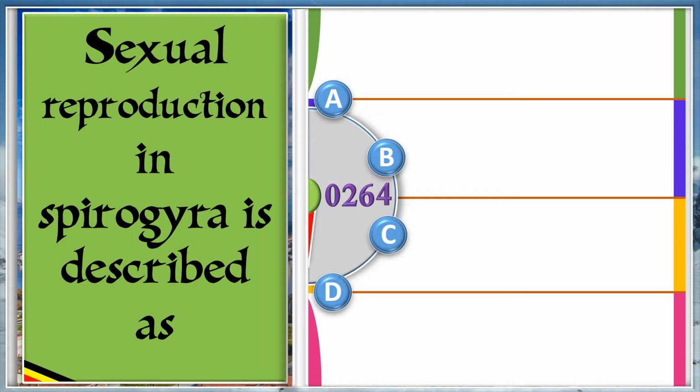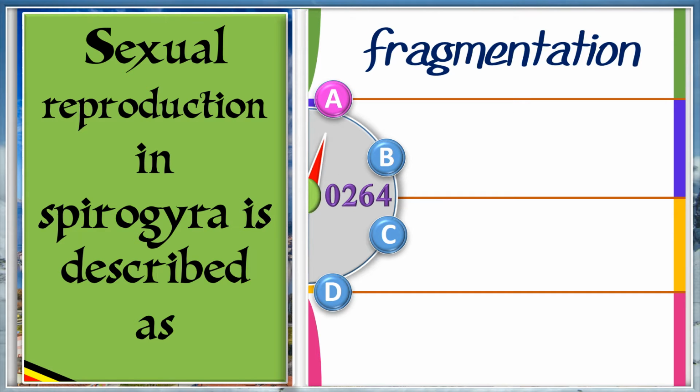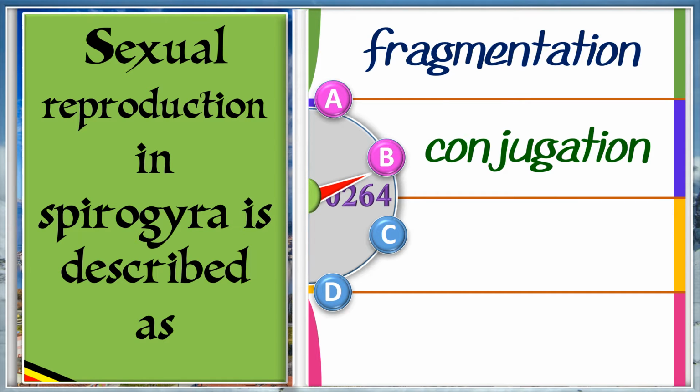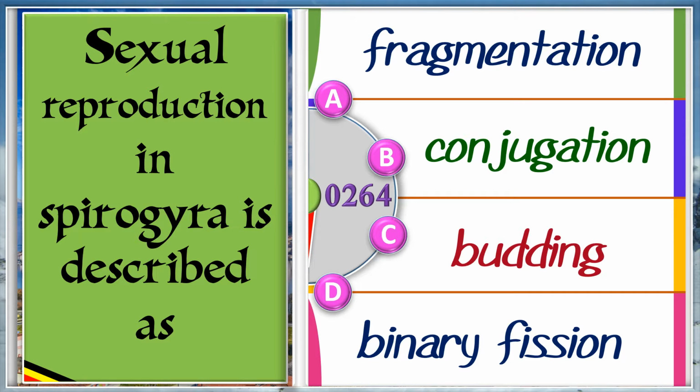Sexual reproduction in Spirogyra is described as: A. Fragmentation. B. Conjugation. C. Budding. D. Binary fission. And the answer is B. Conjugation.